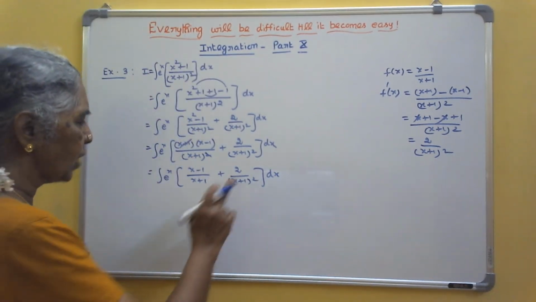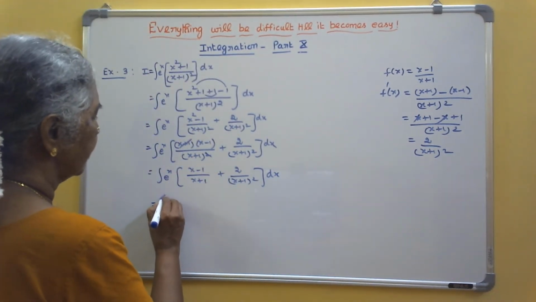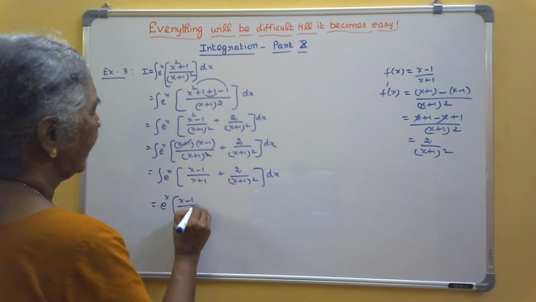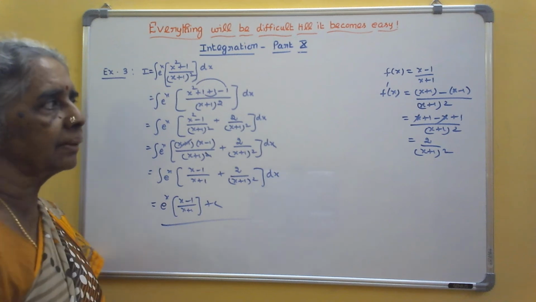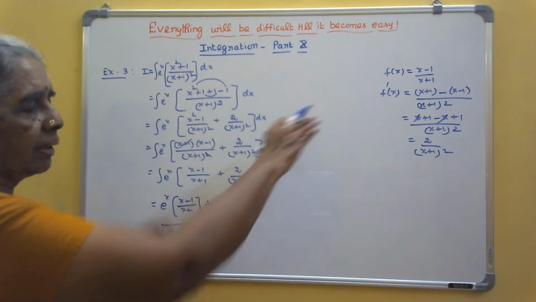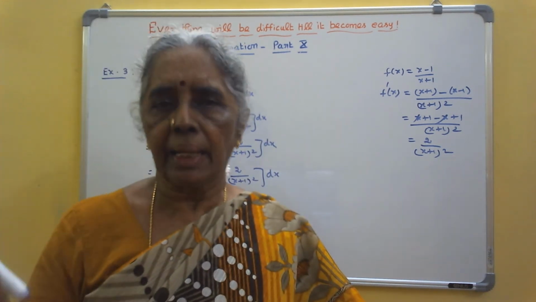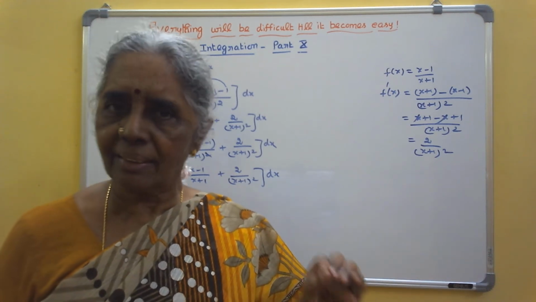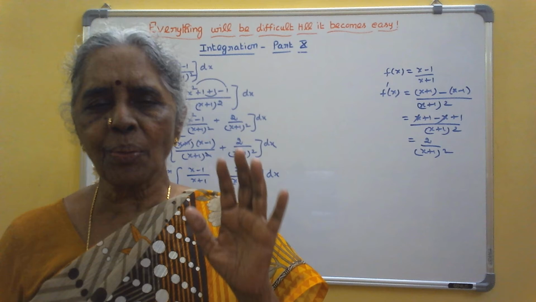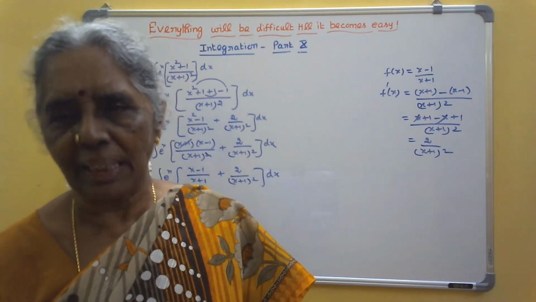Write those steps. So I am going to write here straight away e power x into x minus 1 by x plus 1 plus c. That will be the answer. So you have to check whether that f of x, f dash of x exactly tallies with the two terms. So this is a bit different. Is it clear? Now let me do one more sum which will be different from this.